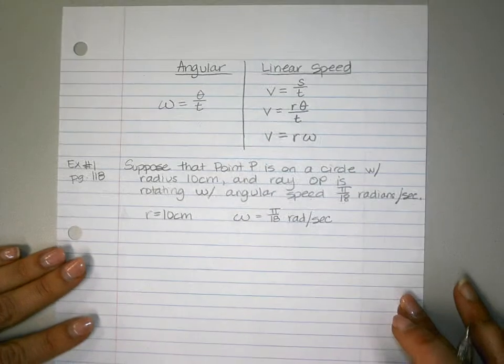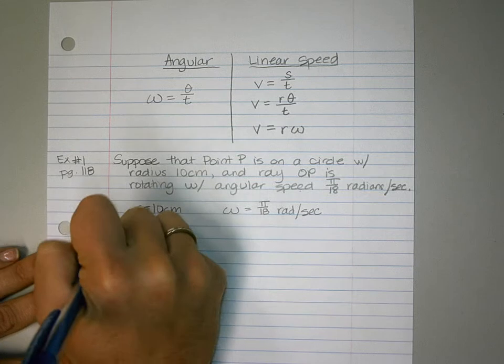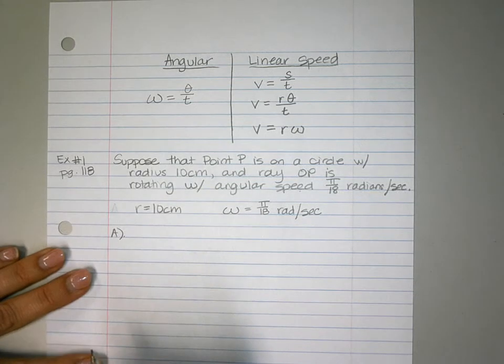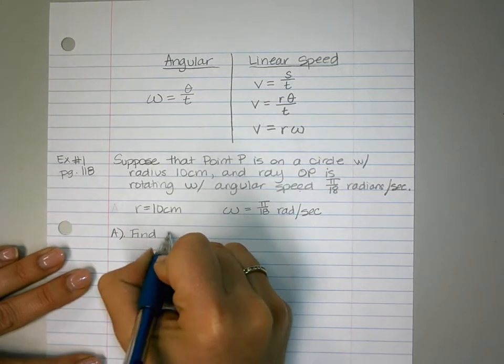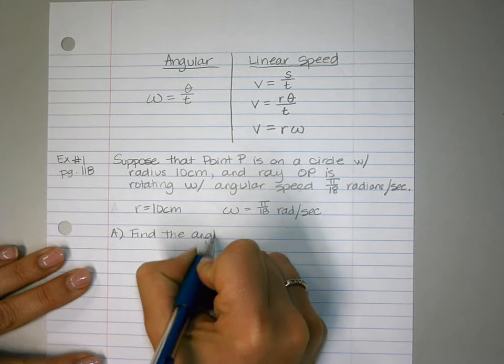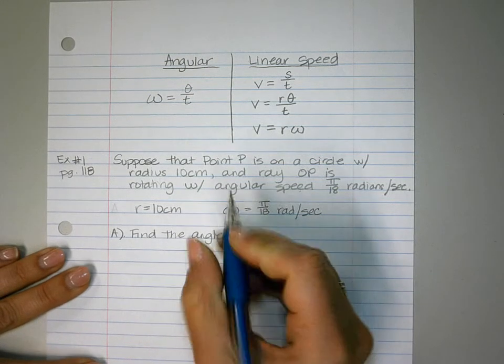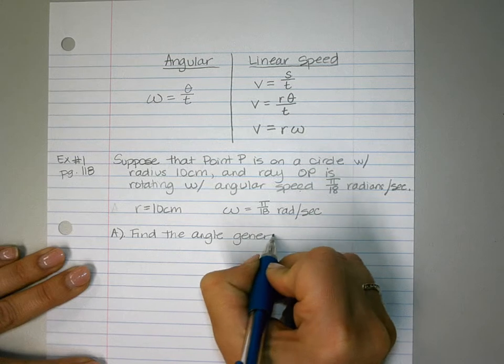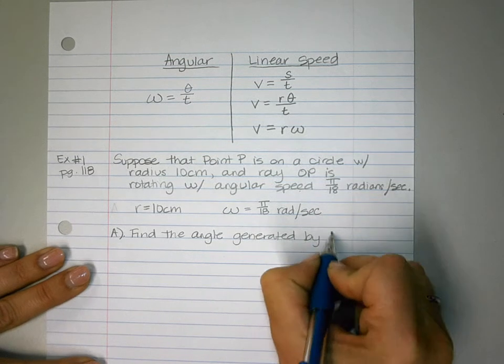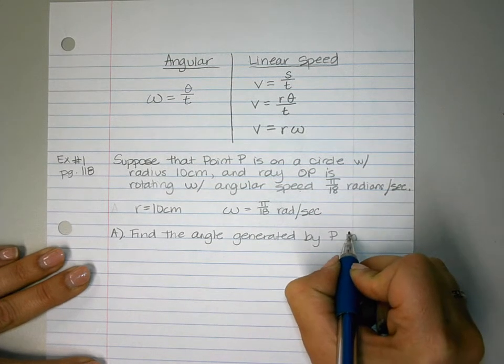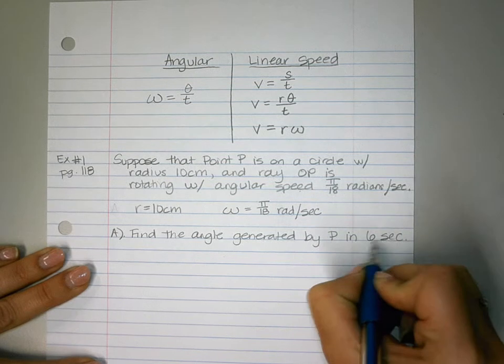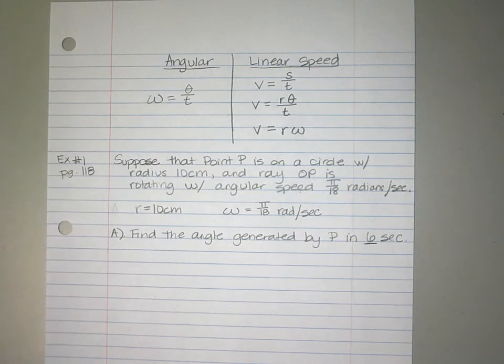Okay, so working with that, the first question is: find the angle generated by point P in 6 seconds. Okay, that's the key. In 6 seconds. They want to know the angle that's created in 6 seconds.